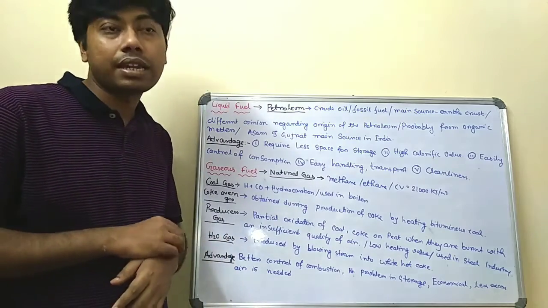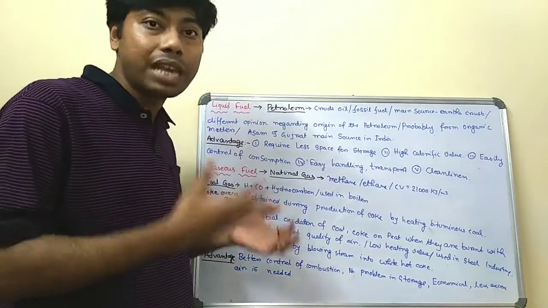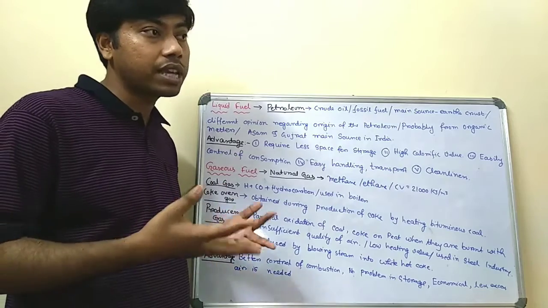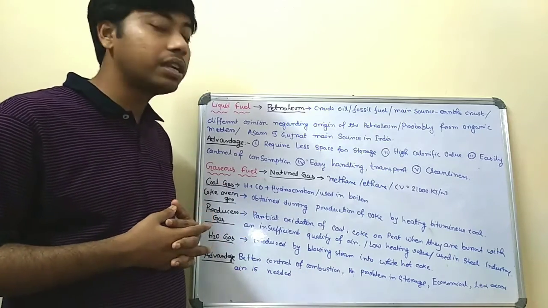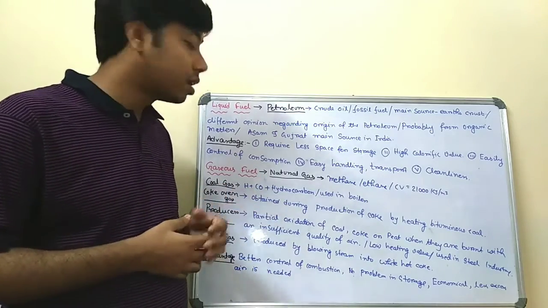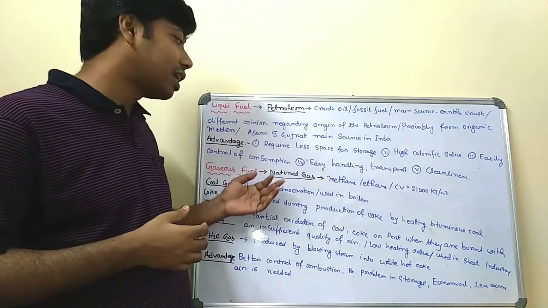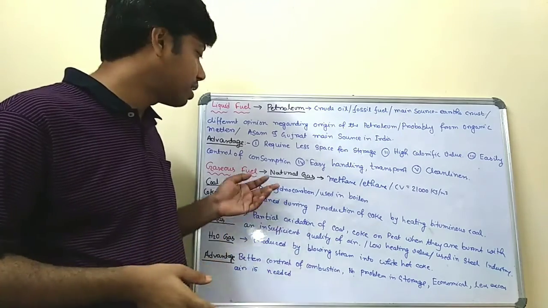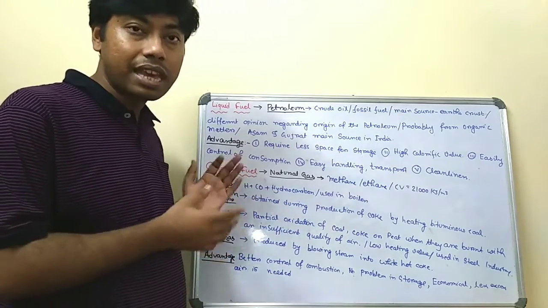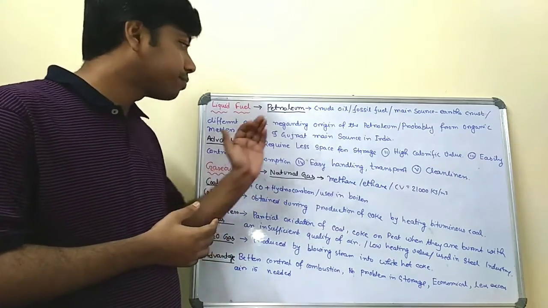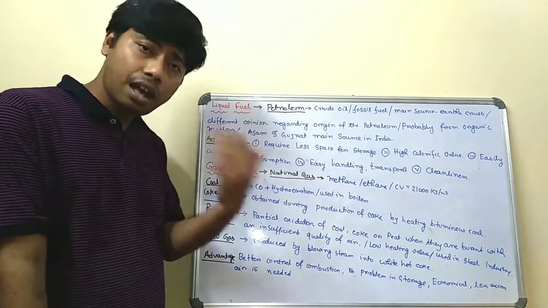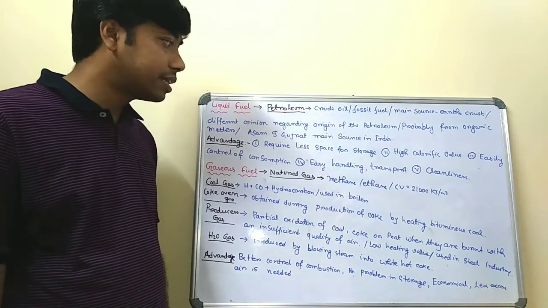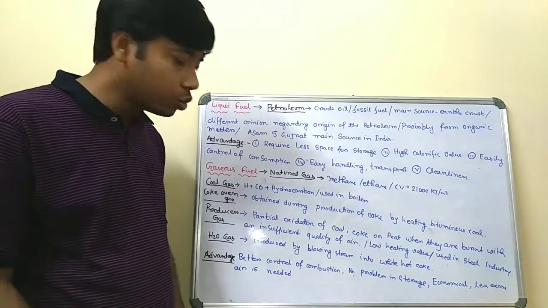Gaseous fuel is fuel in the gaseous or vapor state. Natural gas, like methane and ethane, is one type of gaseous fuel, and its calorific value is very high compared to liquid fuels, about 2100 kilojoule per meter cube.